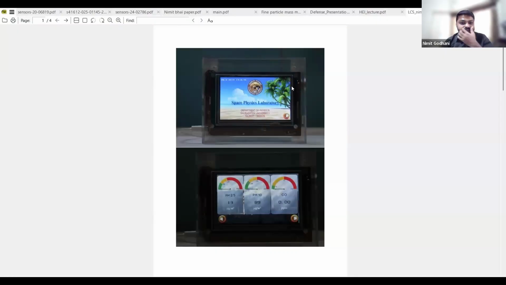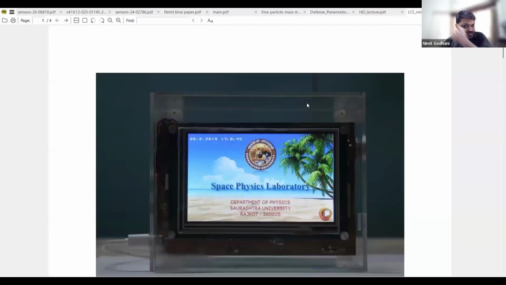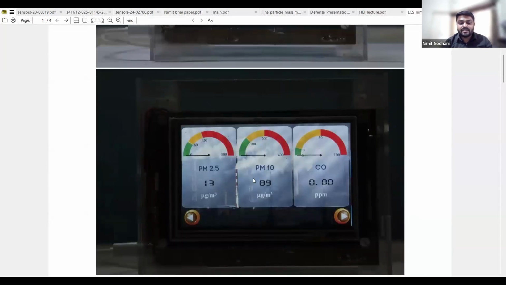So here I can share with you. If you can see, this is from when I was in my PhD time. This is the sensor that we developed. This is actually not a mobile. We are showing the PM concentration on a visible display like this. This also takes a lot of effort.